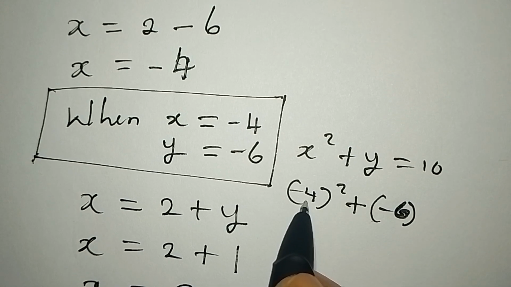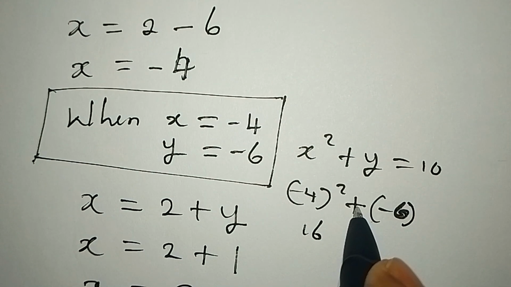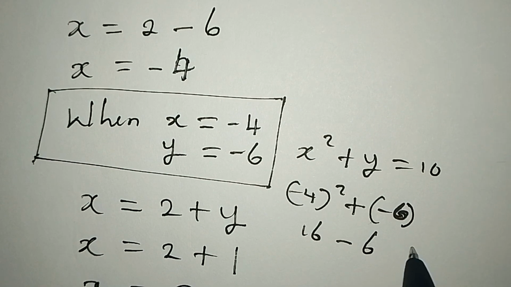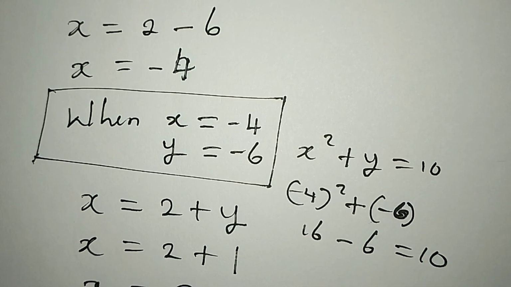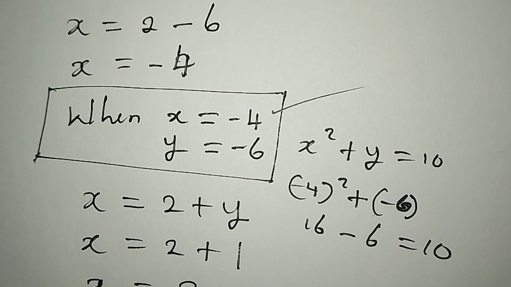So minus 4 squared will give us 16. Then plus minus will give minus, we have 6. 16 minus 6 is 10. This means that we are very correct. This pair of solutions, they are correct.